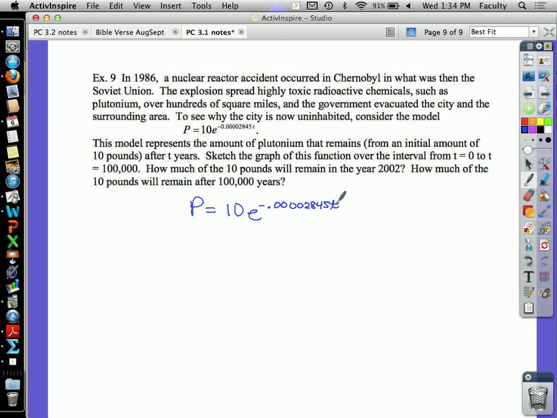It says sketch the graph of this function over the interval from t equals 0 to t equals 100,000. Let's pause for a moment before we attempt the graph. What does t equal 100,000 mean? Years. It's 100,000 years after 1986. Do you understand that? We're talking, that's a huge amount of time.